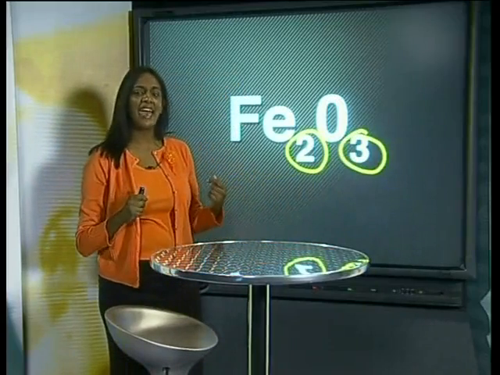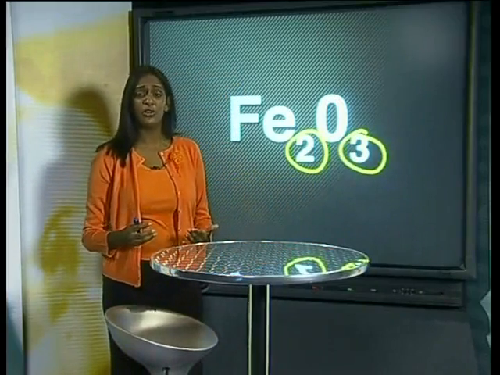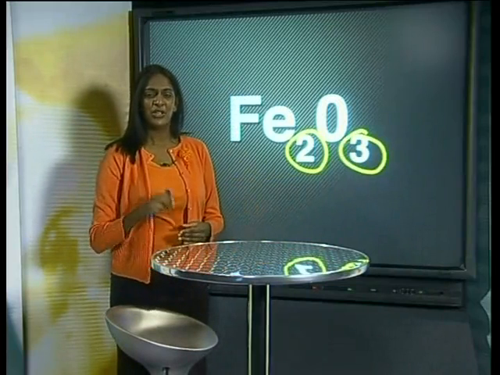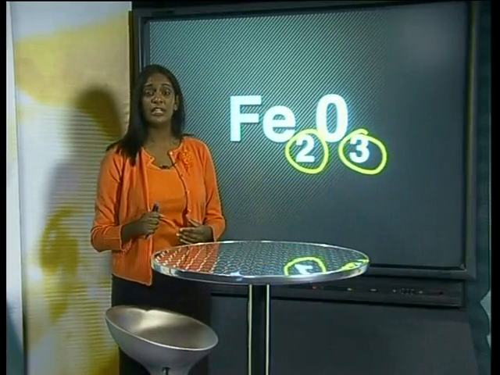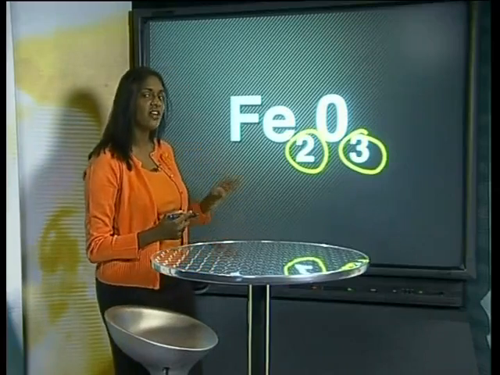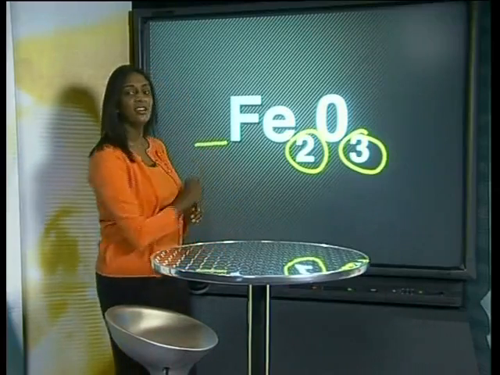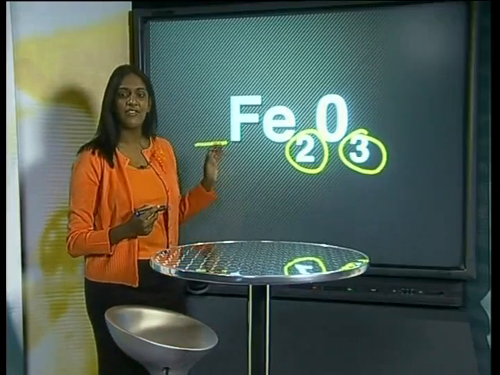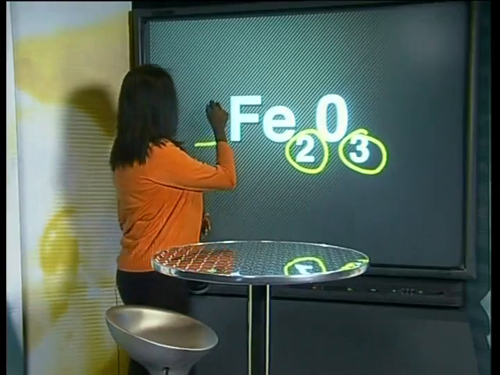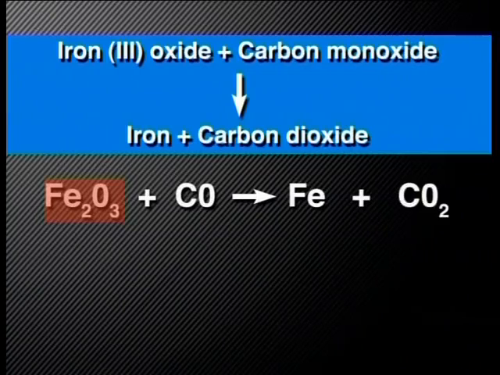But you have to add a whole particle or molecule to balance the equation. You indicate the number of particles you'll need by writing a large number in front of the particles, here. If there is nothing written in front of a particle, a 1 is always implied. So, iron 3 oxide is written as Fe2O3. Carbon monoxide is written as CO. Iron has the symbol Fe, and carbon dioxide is CO2.